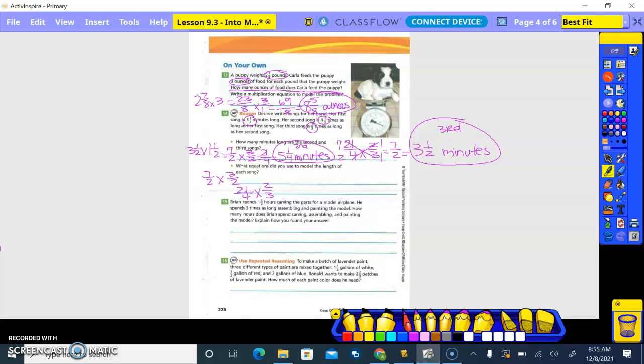So we're just going to show it. So he spends this much carving it, then he spends three times as much assembling and painting. Okay, so 4 times 1 is 4, plus 3 is 7. So 7/4 times 3 over 1. Can I simplify? No. So 21/4, right? Which equals what? 5 1/4. Is that my answer? No, because that's how much he spent assembling and painting. We still have to add back in what? The carving part, because they want all 3 things, right? Okay, so plus 1 3/4. So it's a 2-step problem. We saw some of those yesterday, didn't we? Okay, so 1 plus 5 is 6. 1/4 plus 3/4 is 4/4. So that equals 7 hours.